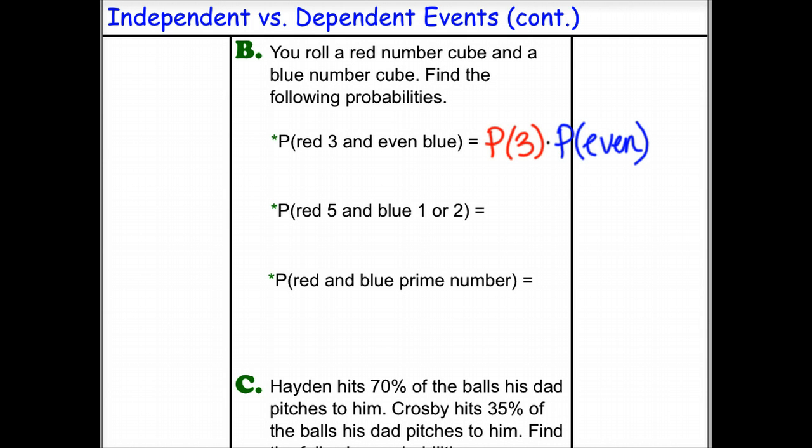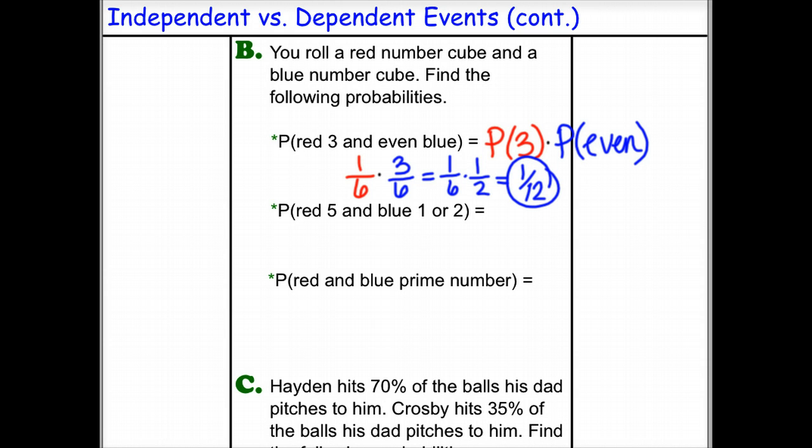The probability of rolling a 3 on the red is a 1 out of 6 chance because it is a standard number cube. And the probability of rolling an even number is either 2, 4, or 6. That's 3 out of 6, which is 1/2. So 1/6 times 1/2 is going to be 1/12.